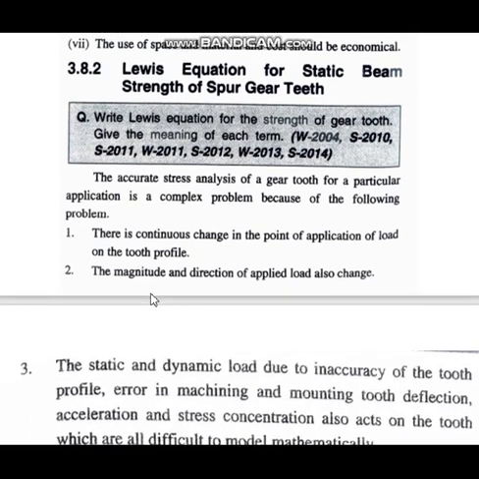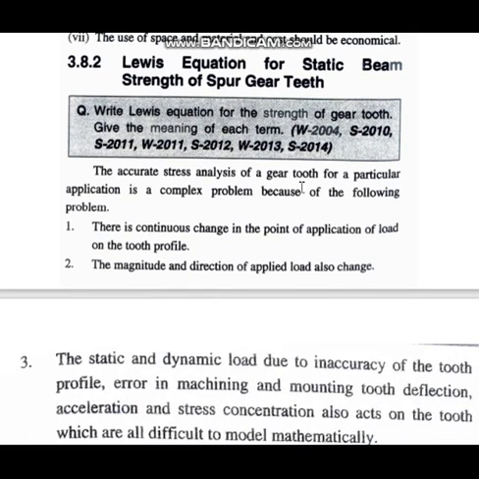In the accurate stress analysis of a gear tooth, that means when gears are meshing with each other, one gear is rotating the other gear. That means when they are meshing, one tooth is pushing the other tooth. So there are forces being transmitted. Because of the forces, stresses come upon the gear teeth. So the accurate stress analysis of a gear tooth for a particular application is very complex. It is not so easy, because there are many factors involved.